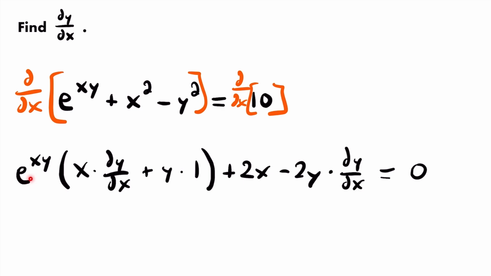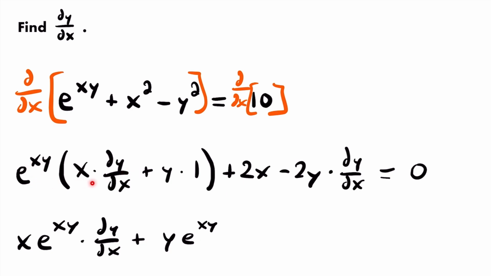Let's just multiply e to the power of x times y through this quantity. If we do that, we'll have x times e to the power of x times y times dy dx plus y times e to the power of x times y. All right, so I multiplied this by the first term, and I just move the x out front. Doesn't matter the order in which you multiply those things together. It's going to be the same regardless. So we have x times e to the power of x times y times dy dx, and then we multiplied it by this term, so we just have y times e to the power of x times y. All right, then I'm just going to rewrite the rest of our terms.